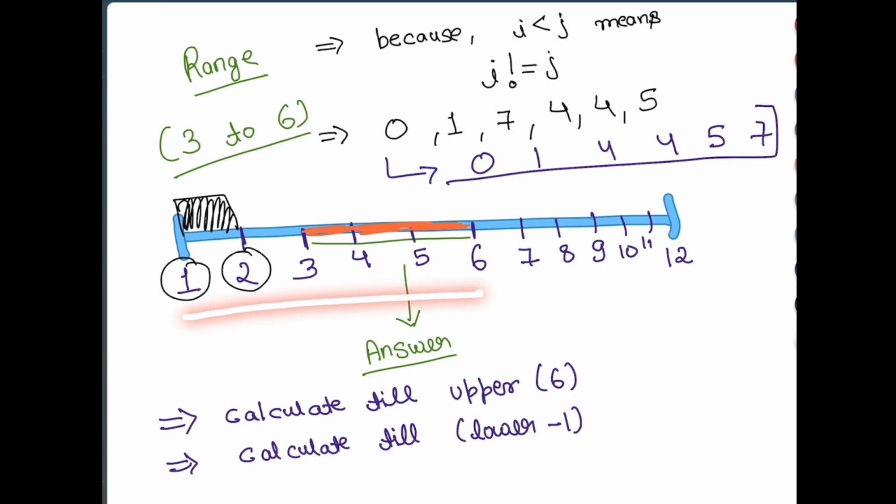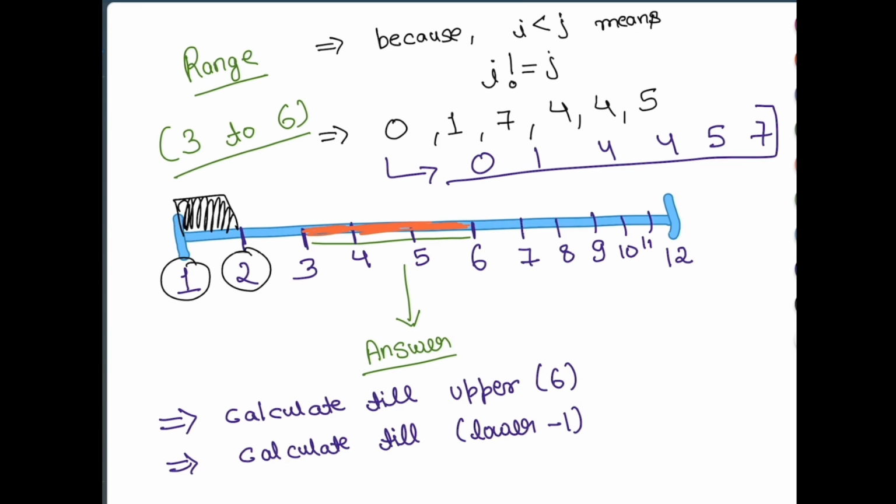This is my complete range when I'm trying to find out what are all the pairs whose sum are till 6. This is my complete range when I'm trying to find out all the pairs whose sum are lower minus 1, that is till 2. Their difference is all the pairs whose sum are from 3 to 6. And that's it, guys. This is what we need to do. And how sorting is going to help us?